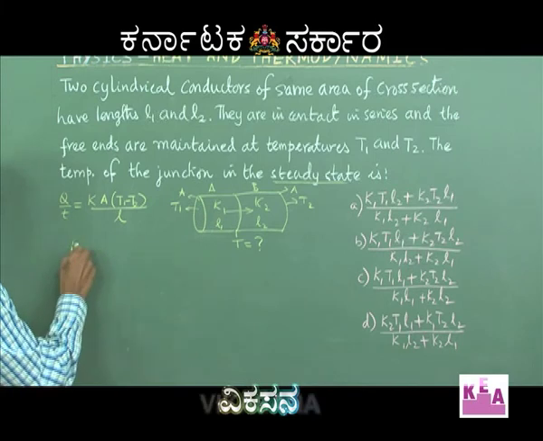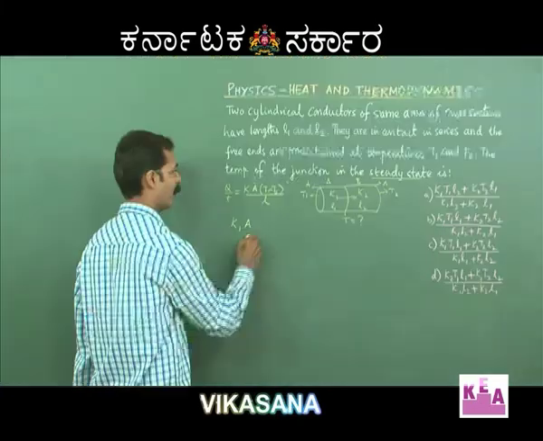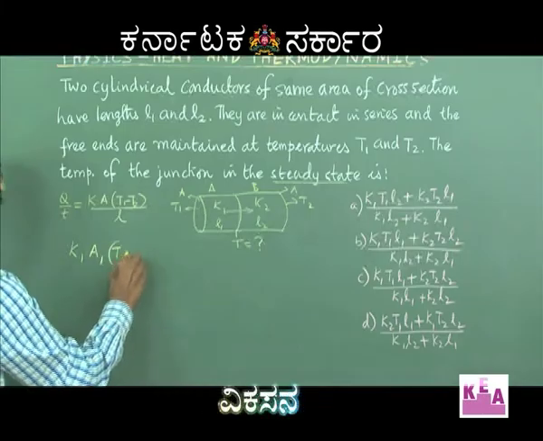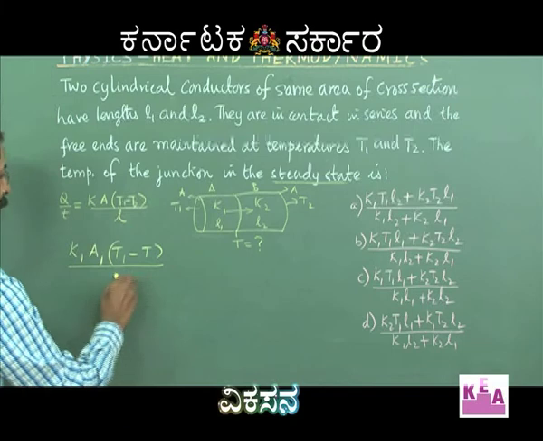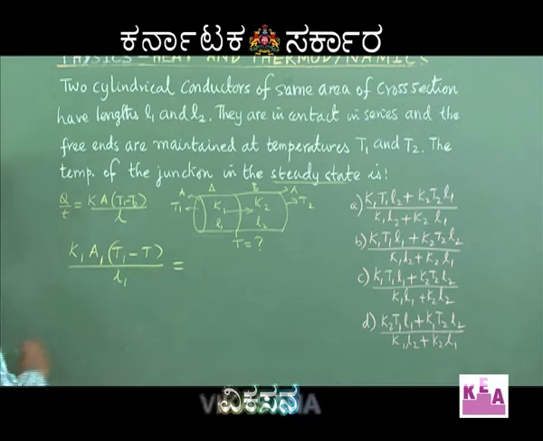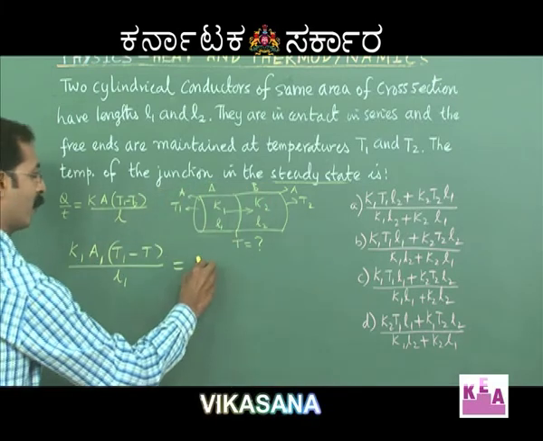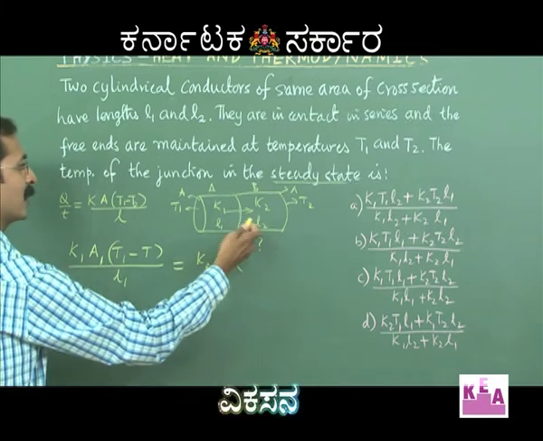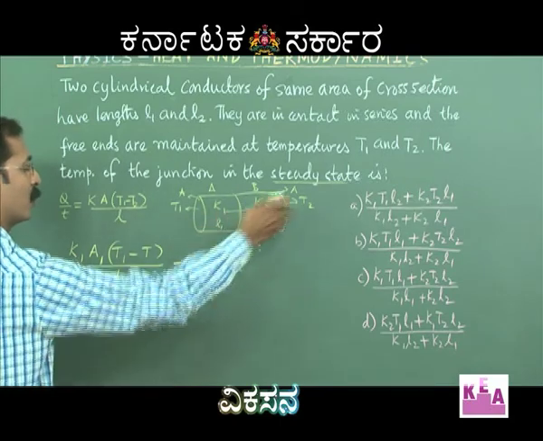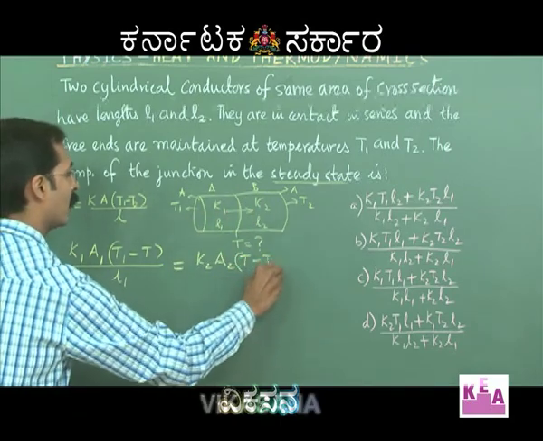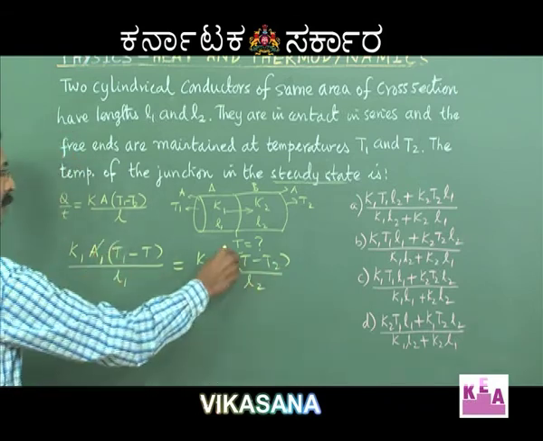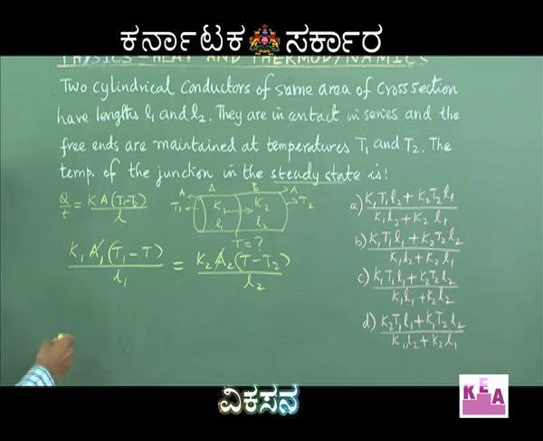Therefore, K1 into A1 into (T1 minus T), that is the temperature difference, divided by its length L1, is equal to, for that one, the rate of heat flow K2 into area A2 into the temperature difference, this is the higher temperature and that is the lower temperature because heat is flowing from left to right, (T minus T2) divided by L2. But the areas of cross section are the same, therefore the A's get cancelled. I can cross multiply these and simplify.